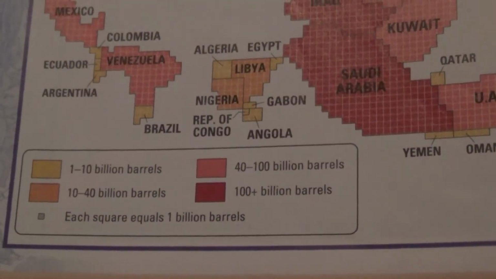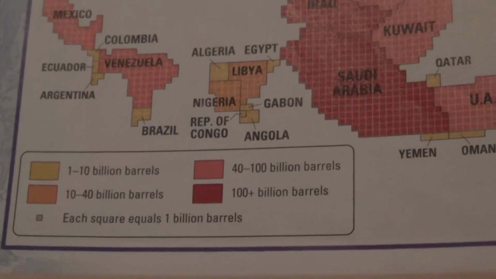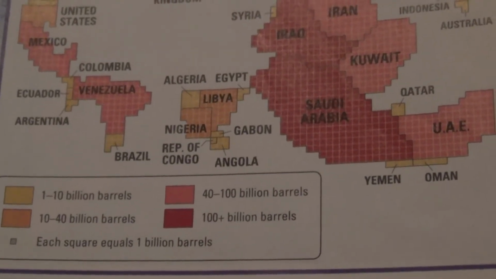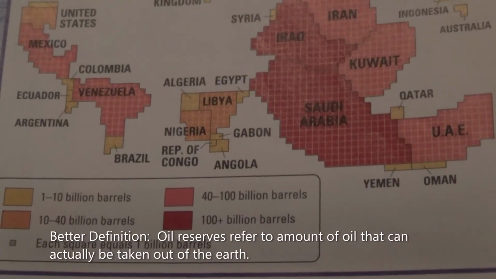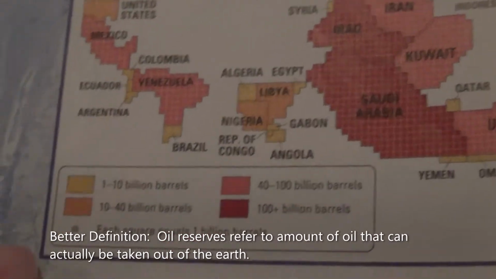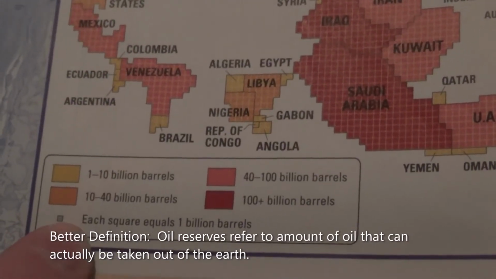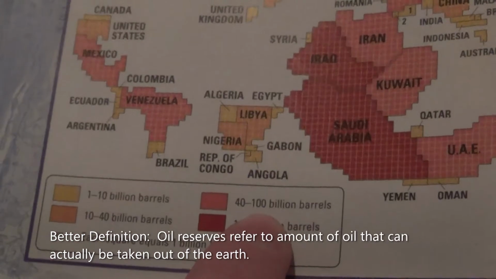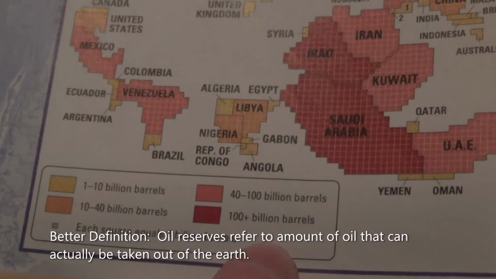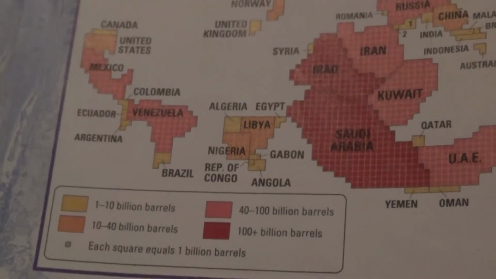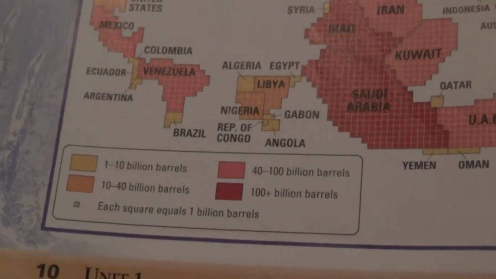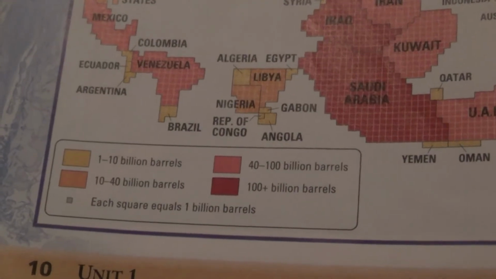So we have like an orange color, meaning 1 to 10 billion barrels of oil reserves. So that's how much oil they have kind of in storage. And then you have like this orangey red color. It says 10 to 40 billion barrels. And you have a little bit different shade of it for 40 to 100 billion barrels. And then you have a dark red for 100 plus billion barrels. So they might have 125 billion barrels if they have that color, or they might have 150 billion barrels if they have that color, but at least 100 billion barrels.